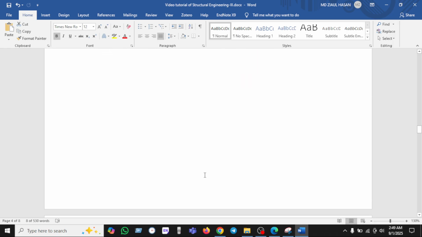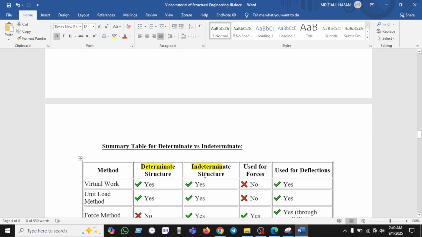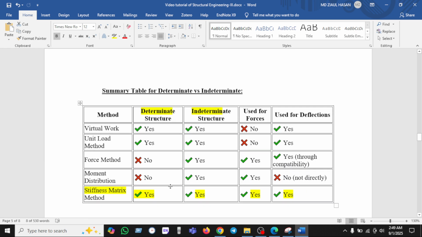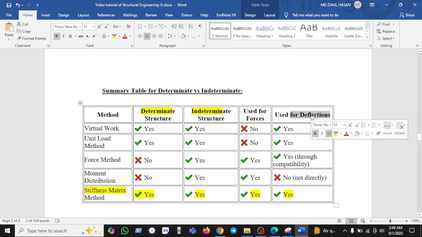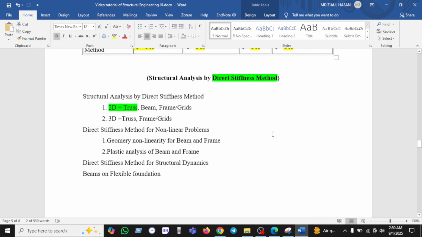Okay, so before I start the lecture, let's see why we should know the stiffness matrix. Because we can analyze the determinate structure as well as the indeterminate structure. If the structure is applied with load, then we can also use it for this, and we can also find the deflection and rotation.